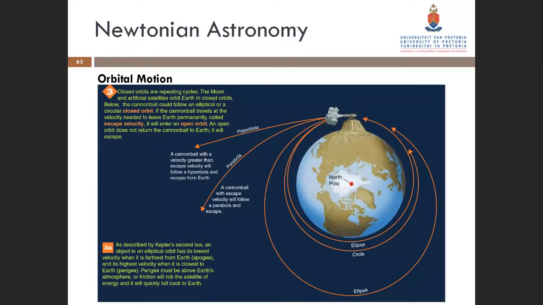Here we can see different orbits. As described by Kepler's second law, an object in an elliptical orbit has its lowest velocity when it's furthest from Earth, at apogee, and the highest velocity when it's closest to Earth, at perigee. Perigee must be above Earth's atmosphere, or friction will rob the satellite of energy and it will quickly fall back to Earth. Here we can see a cannonball with velocity greater than escape velocity will follow a hyperbola and escape from Earth. A cannonball with escape velocity will follow a parabola and escape, and here we have our different orbits.